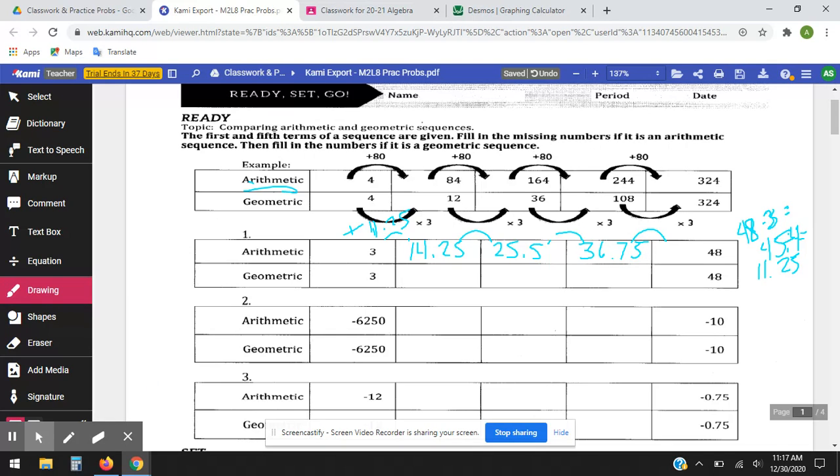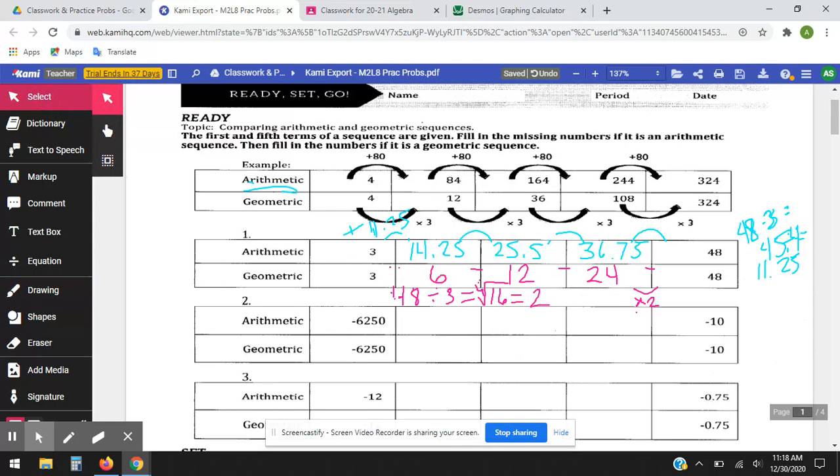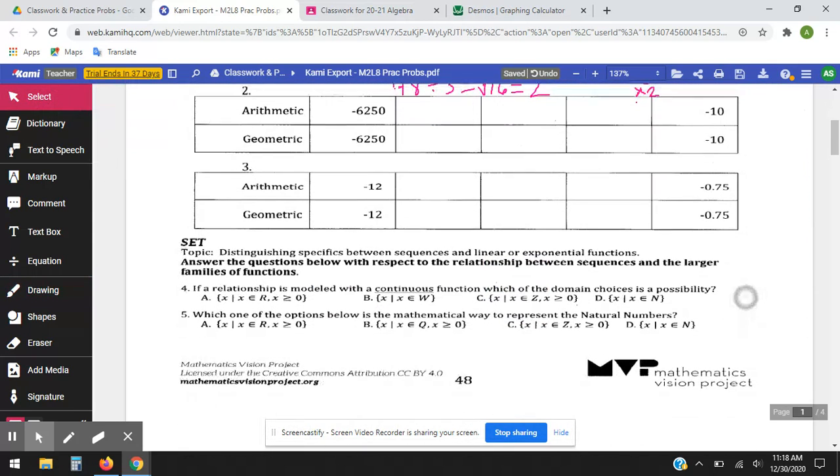Geometric is very similar, except this time we're going to divide our numbers. So 48 divided by 3 gives us 16. And I still have the 1, 2, 3, 4 jumps. So 4 jumps would be a fourth root of 16, which is actually 2. So 3 times 2 is 6, times 2 is 12, times 2 is 24, times 2 is 48. You're going to keep doing that to finish these up here. We're going to keep going on though.